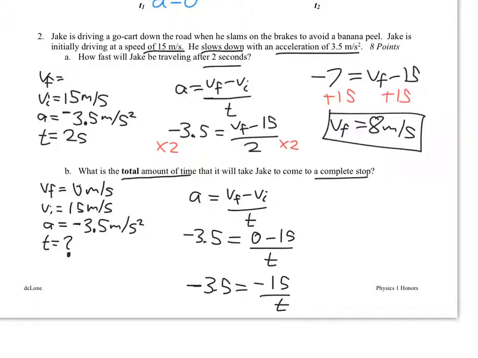What I would do here mathematically, because we have that variable, that t, on the bottom, I'm going to put this over 1 and cross multiply. And so what I end up getting from that is −3.5t = −15. We divide both sides by that 3.5, and I end up getting that my time here is going to be 4.29 seconds.